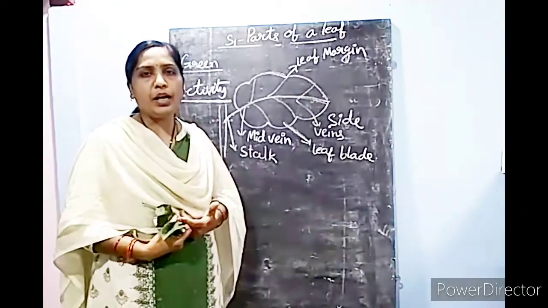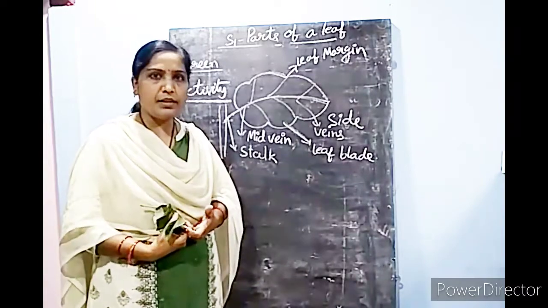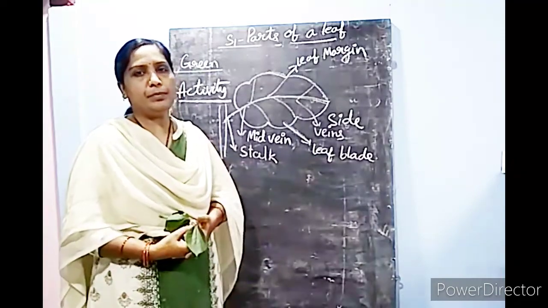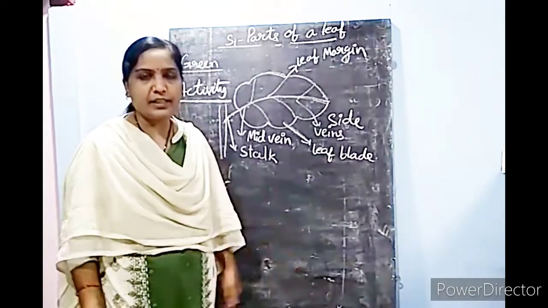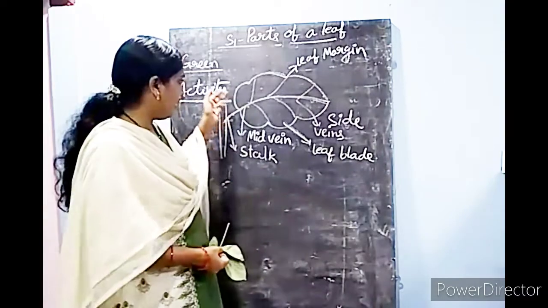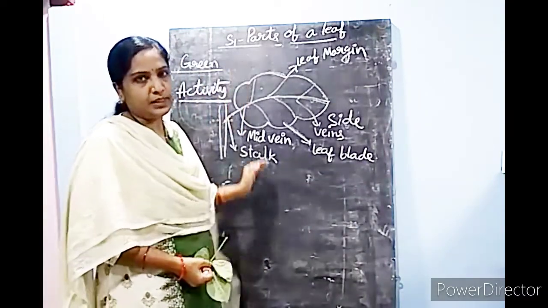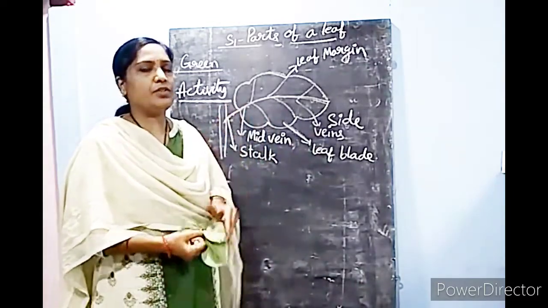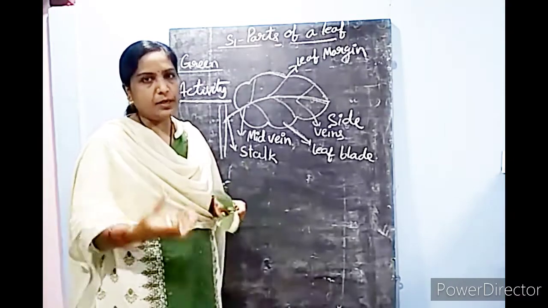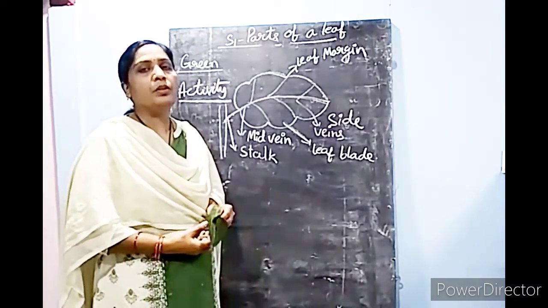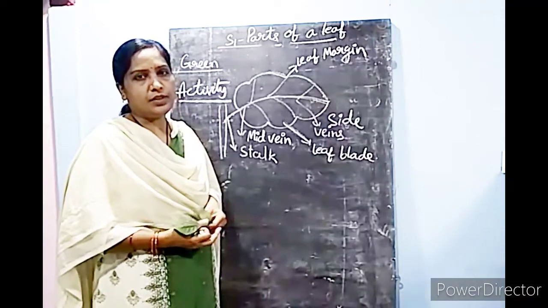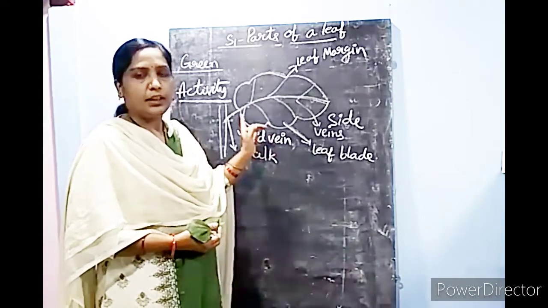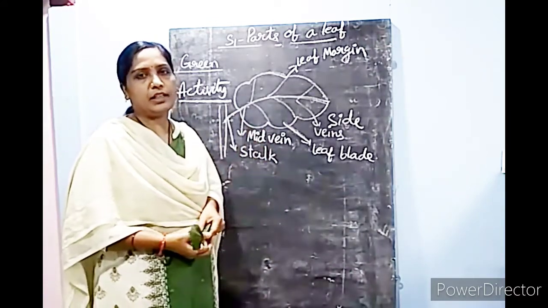Do you have any body parts? Yes, of course, right? You have different body parts, like your hands, your legs, your stomach. In the same way that we just now saw the parts of a plant, there are different parts of a leaf, children. So you collect some leaves around your home and see the structure of the leaf. Does it have the same parts? Try to identify the parts which we discussed in our class.